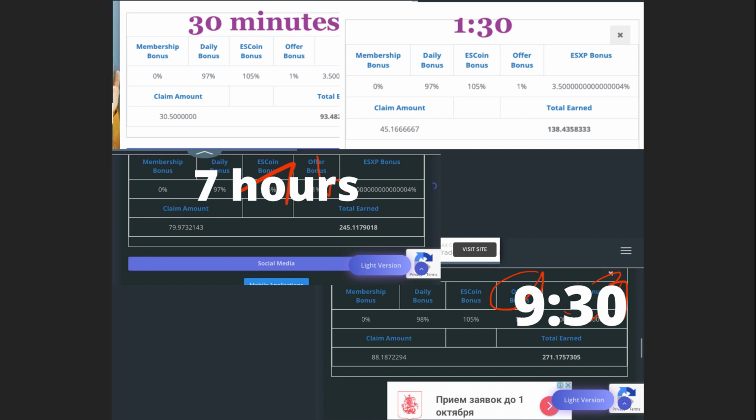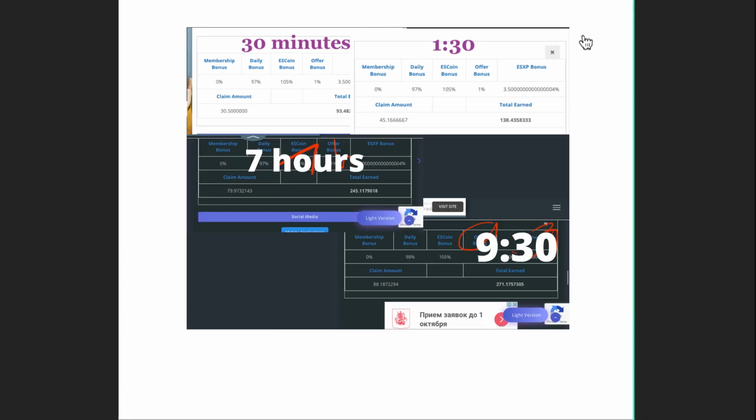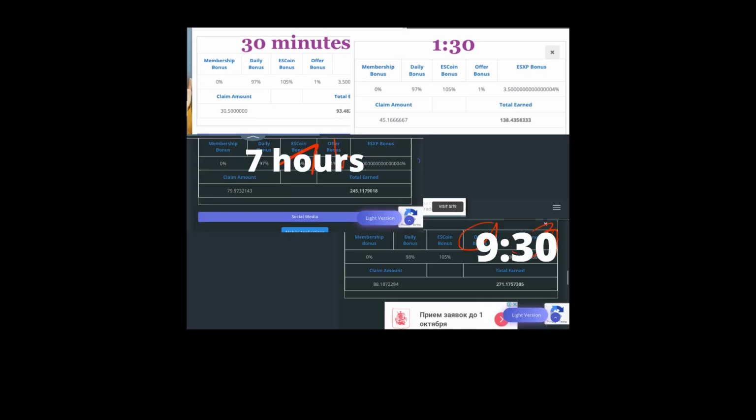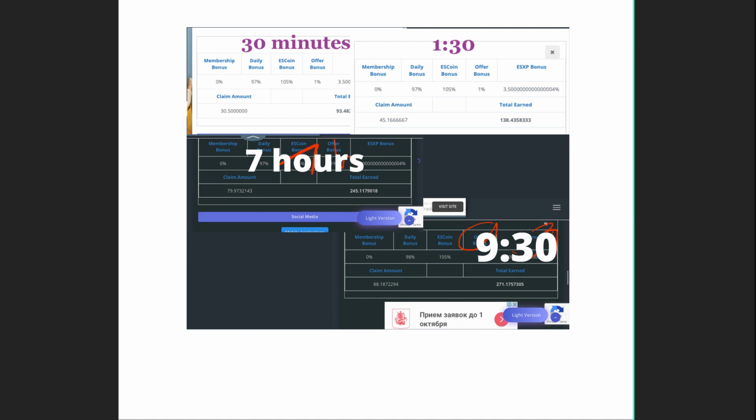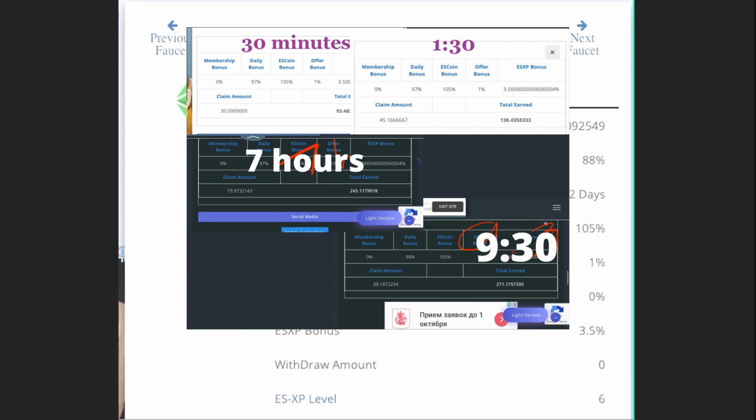Now, I said you can claim every 30 minutes, but you don't have to. Actually, I insist that you don't, because at some point, it's more valuable to wait. I'll explain why. So at 30 minutes, you have the minimum claim. As time passes, that claim increases. It increases for a while, then it starts to decrease.